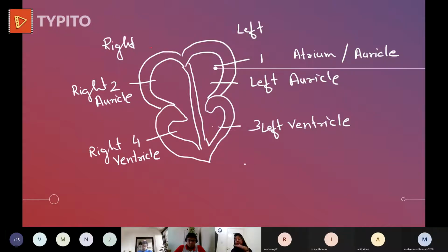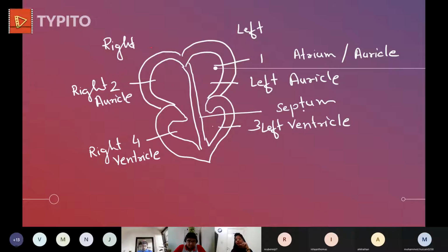And in between the left side and the right side, a partition is there. This partition is separating the left side from the right side entirely, from top to bottom. So this partition is called the septum. What is the name of this partition which divides the left and right side?